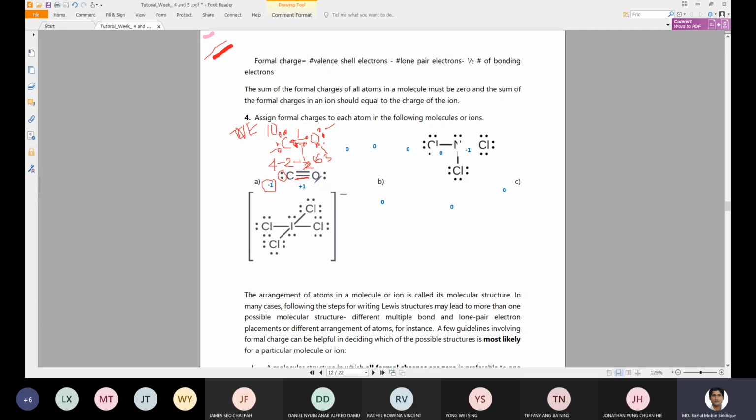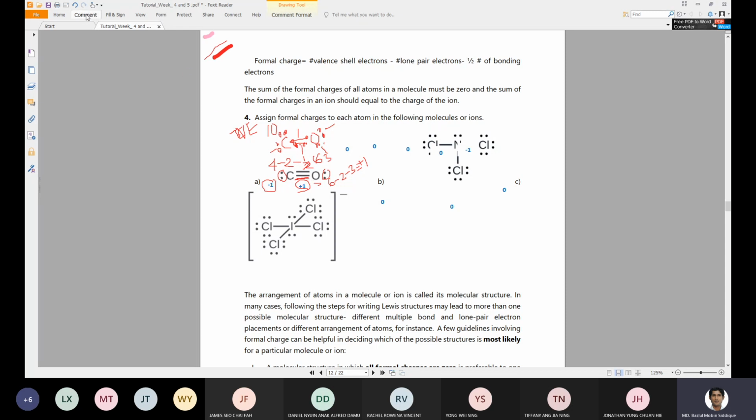And for oxygen, it is the same way: 6 minus 2 unused electrons, minus half of the bonding electrons, which is 3. So it will be positive 1, so the formal charge for oxygen is positive 1.